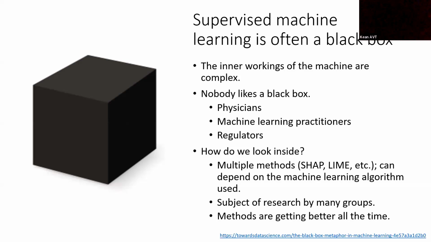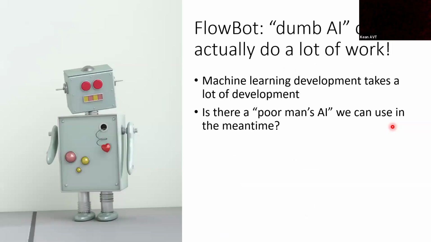There are multiple methods for doing this. Some algorithms have been developed. They're kind of general use algorithms. One is called SHAP, another is LIME, and there are other algorithms. These depend on which machine learning algorithm you're using and your choice of which one you want to use. But generally, SHAP and LIME are kind of general use. This is the subject of many groups, and the methods are getting better all the time.